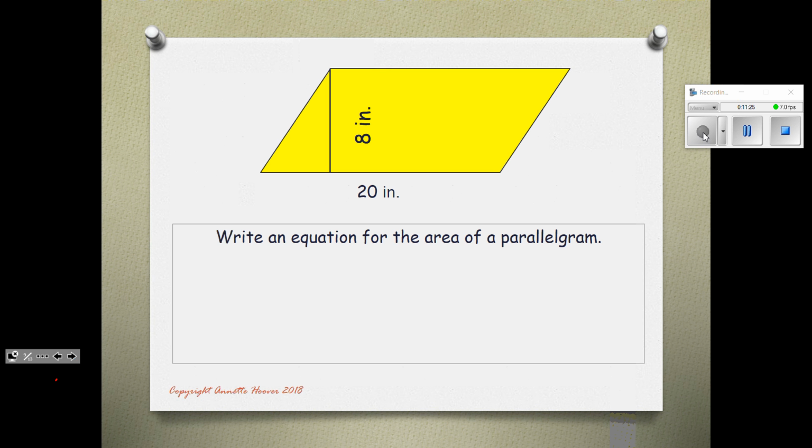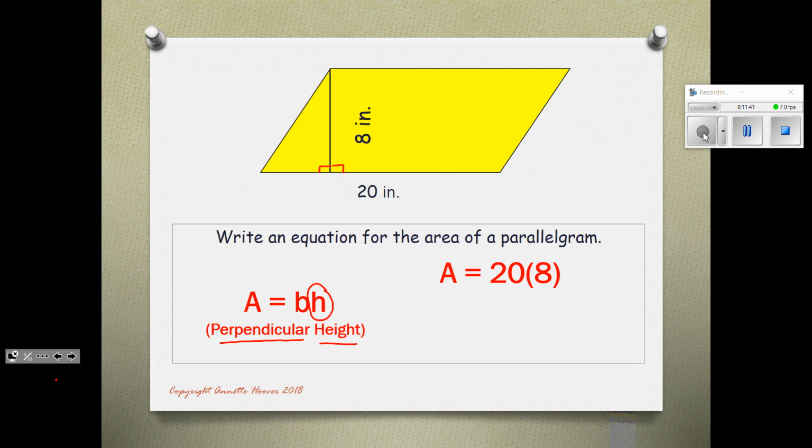So for a parallelogram, we have the same equation as a rectangle, except make sure that the height is the perpendicular height. That means that line that comes up from the base at a 90-degree angle. So this would be 20 times 8, which is 160 inches squared.